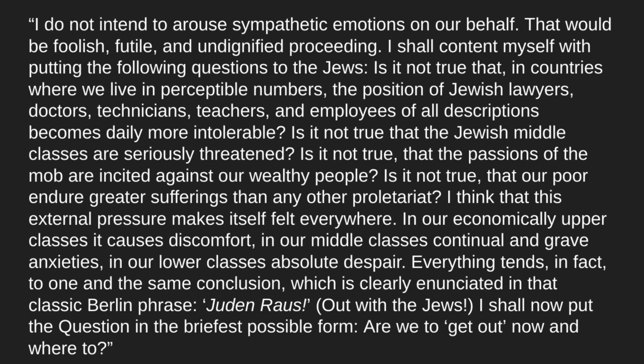I think that this external pressure makes itself felt everywhere. In our economically upper classes, it causes discomfort. In our middle classes, continual and grave anxieties. In our lower classes, absolute despair. Everything tends, in fact, to the one and the same conclusion, which is clearly enunciated in that classic Berlin phrase, Juden raus, or out with the Jews. I shall now put the question in the briefest possible form. Are we to get out now, and where to?